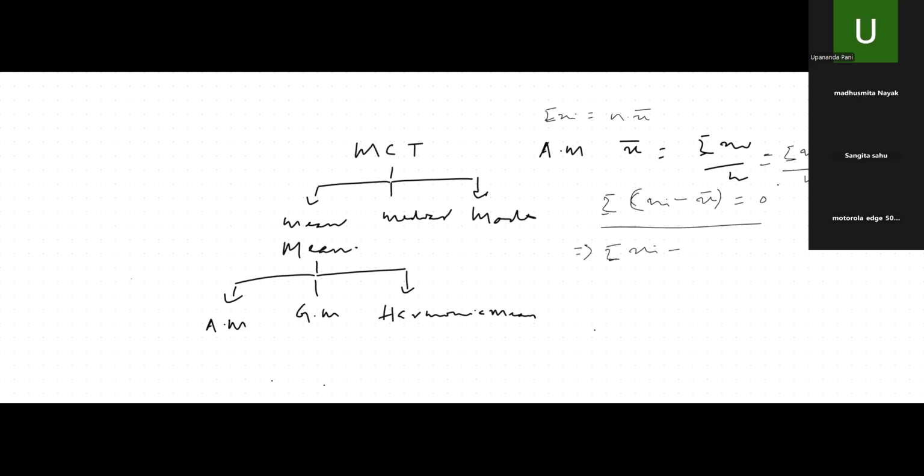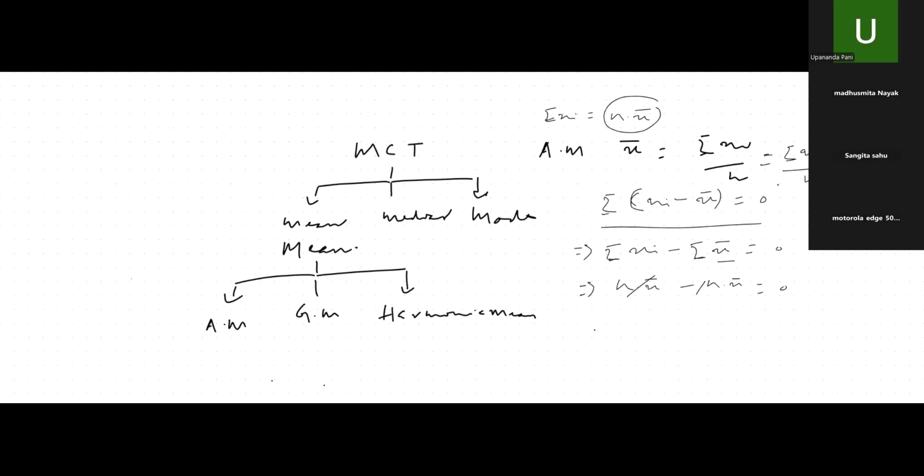Already we know summation xi is n into x bar. Because x bar is a constant, when we add a constant n times, it will be n times the constant itself. So it is n x bar. So plus and minus get cancelled out, so this is 0. This is a very important property, because we are going to use it later on as well.